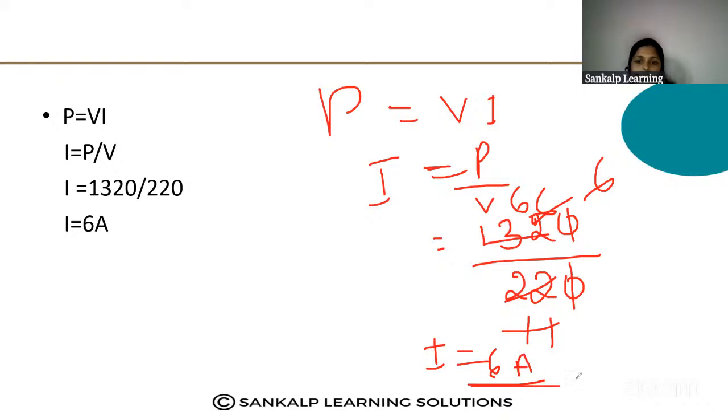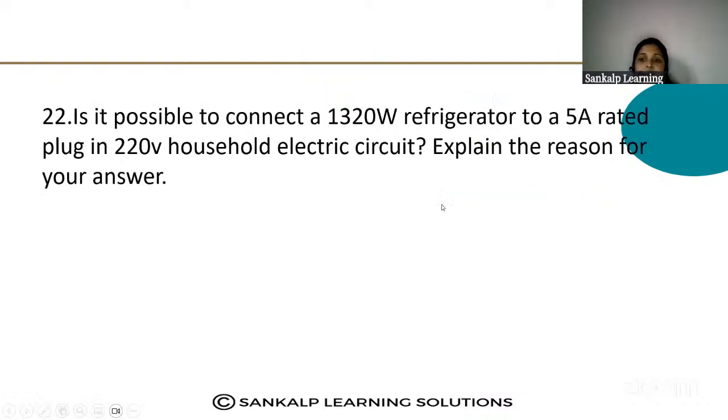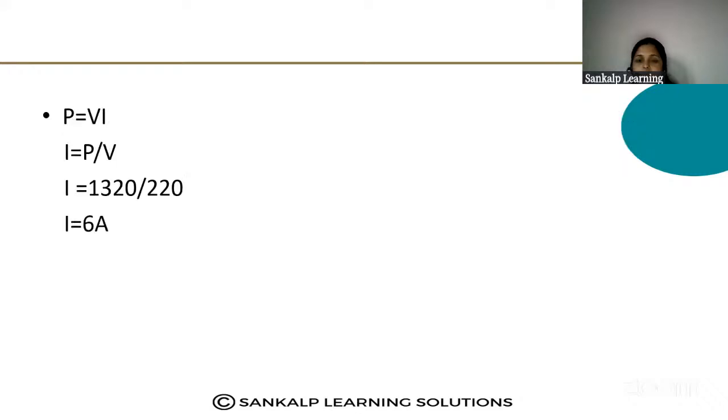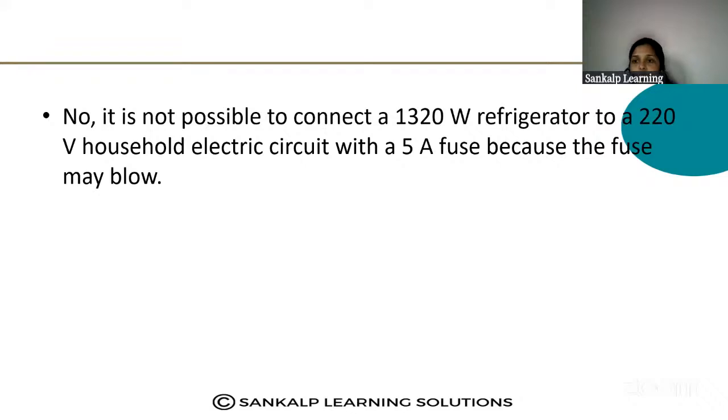But here the current rating given is for the circuit, that is a 5 ampere rated plug. So 5 ampere is not enough. No, it is not possible to connect a 1320 watt refrigerator to a 220 volt household electric circuit with a 5 ampere fuse, because the fuse may blow. Okay, so this is the answer.